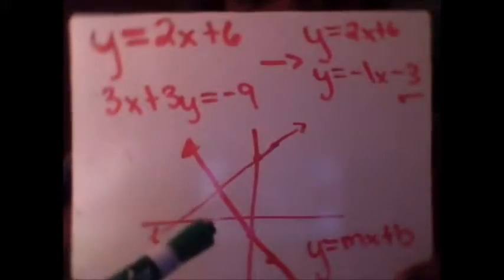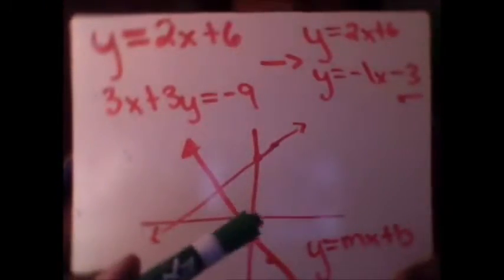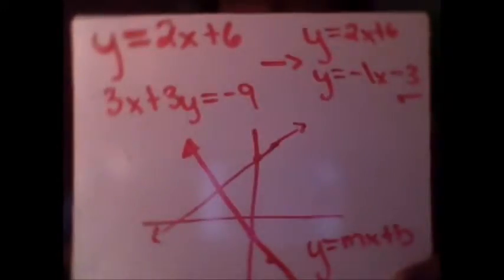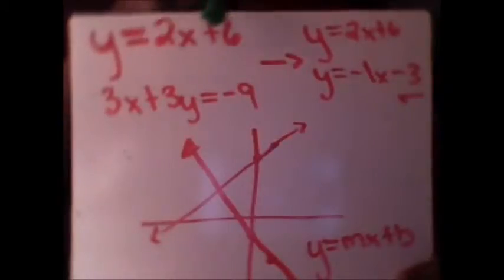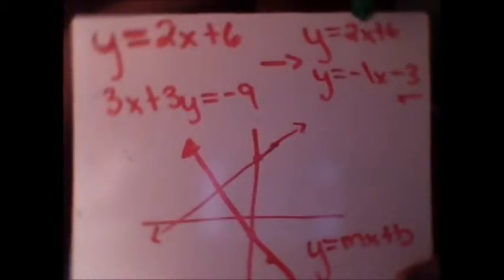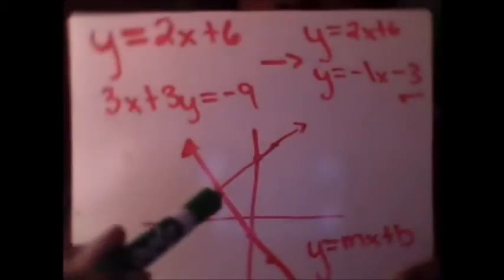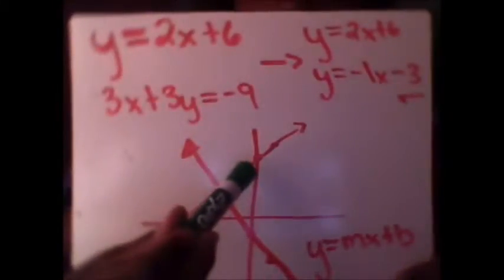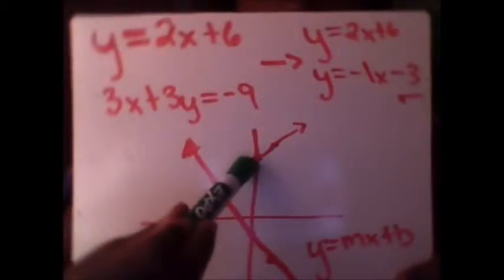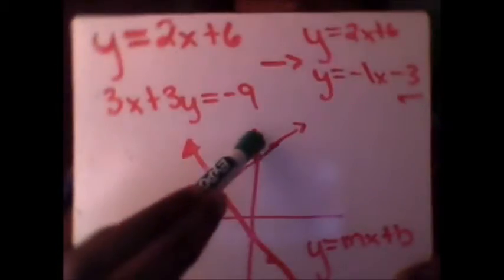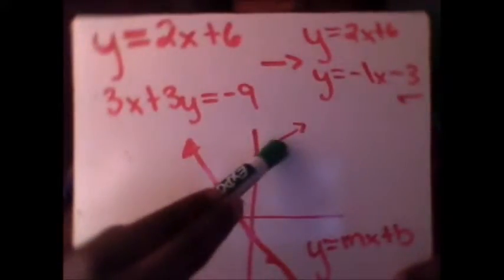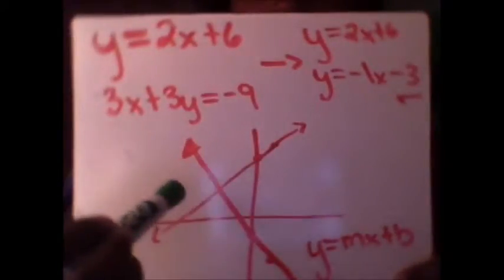To graph the first equation, you have y equals 2x plus 6. As we know from earlier, you have to use y equals mx plus b. So our slope is 2 and our y-intercept is 6. We're going to start at 6 and go up 2, over 1, and that gives us our first line.